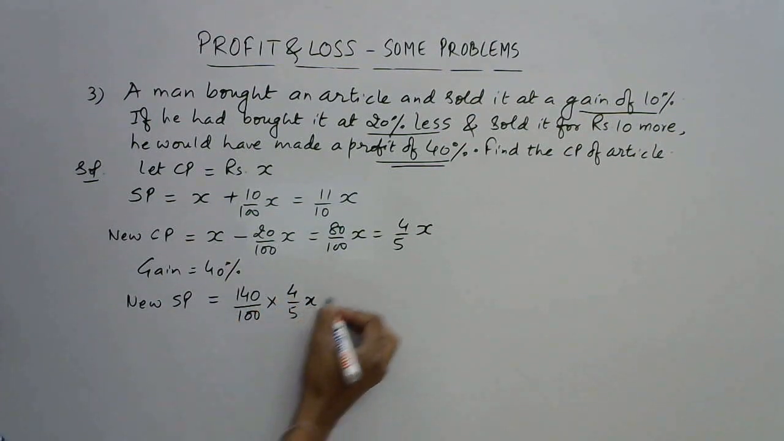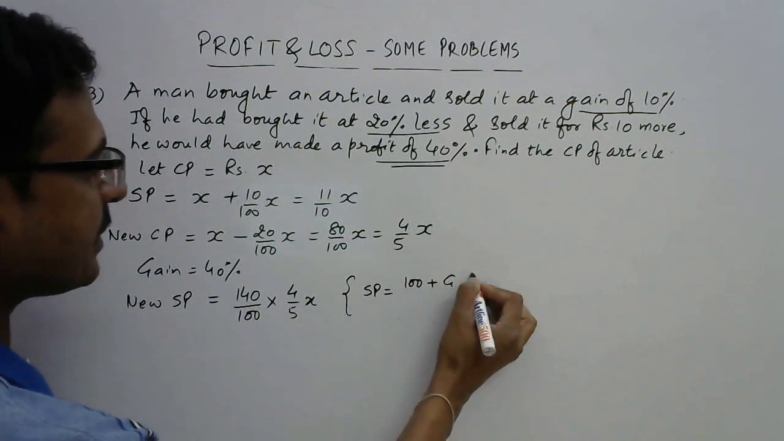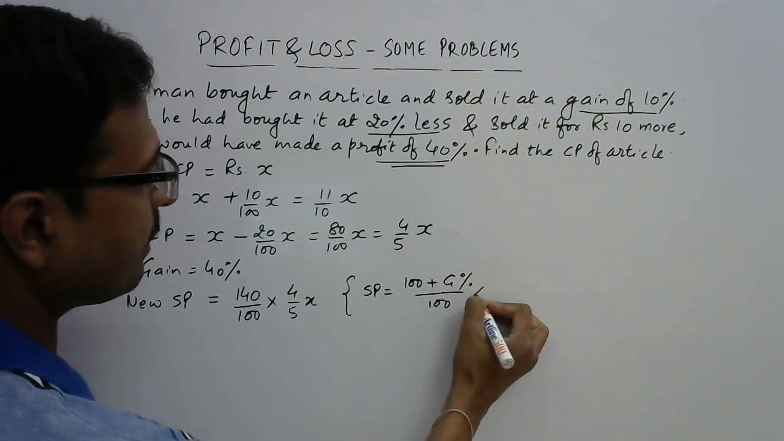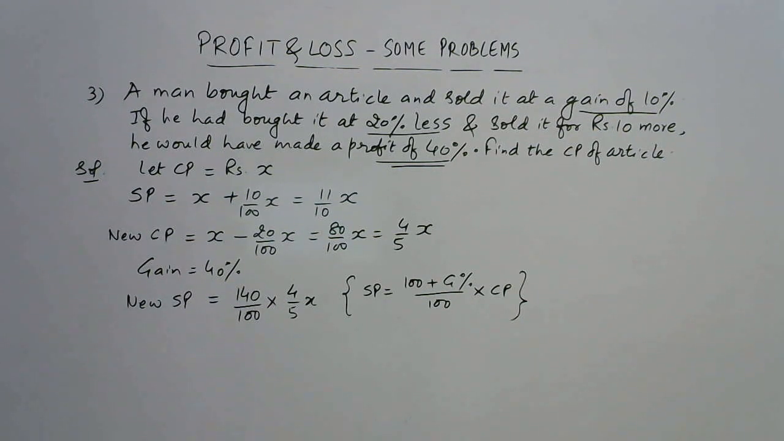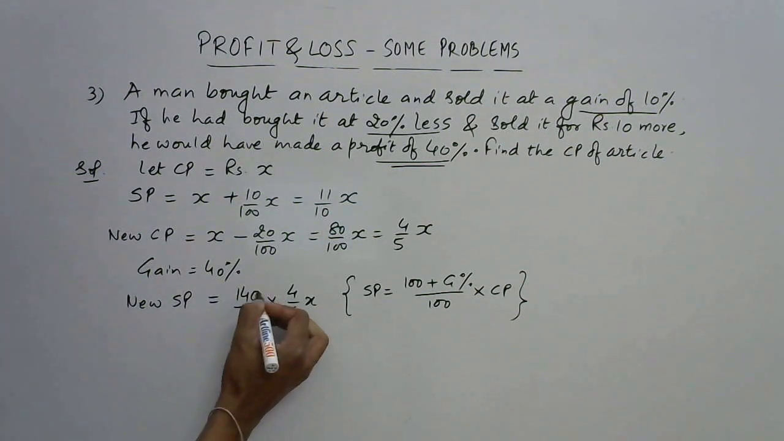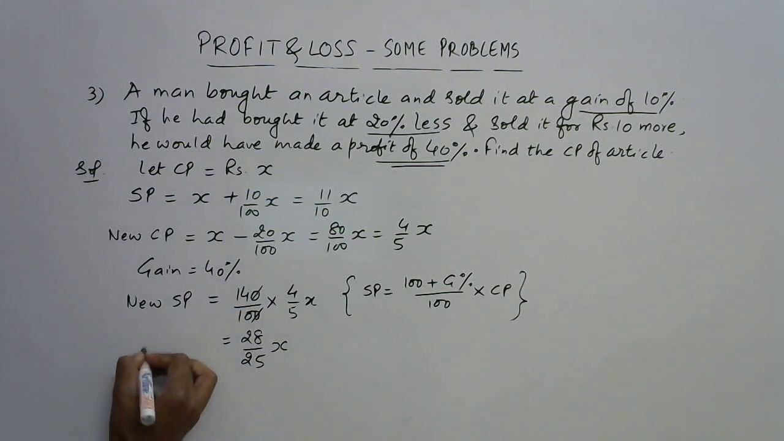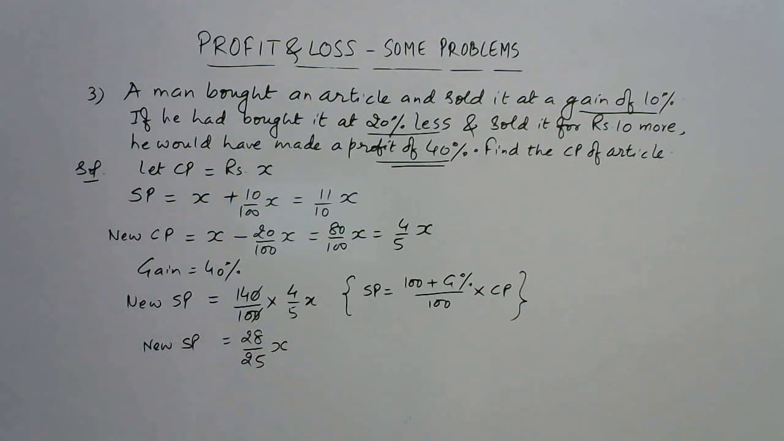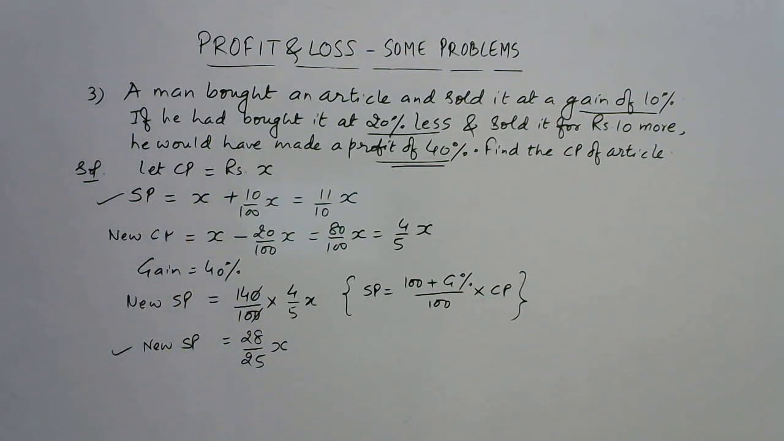So how have we found out this step? Selling price is 100 plus gain percent upon 100 multiplied by cost price. This is the formula which I have used here. Now this will reduce to, the zeros will get cancelled. So this will be 56 upon 50, that is 28 upon 25 x. So this is the new selling price. Now we have obtained two things from here: the original selling price and the new selling price.